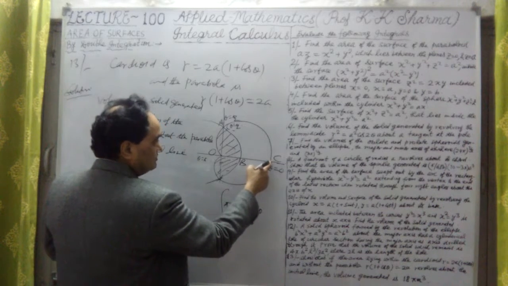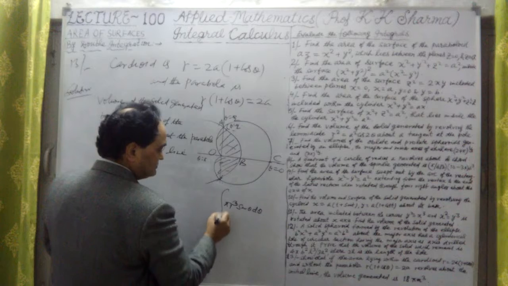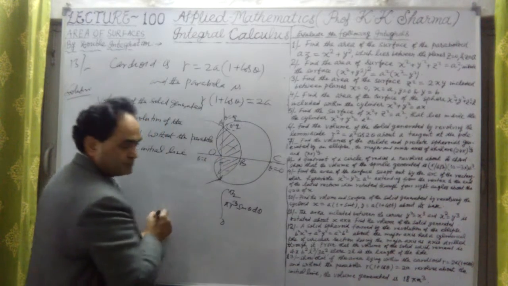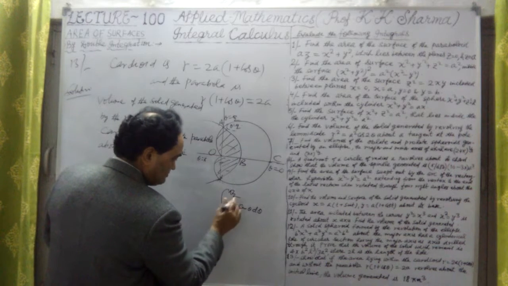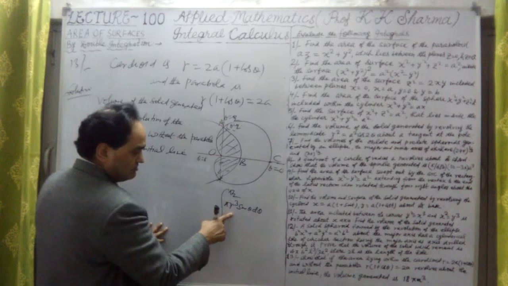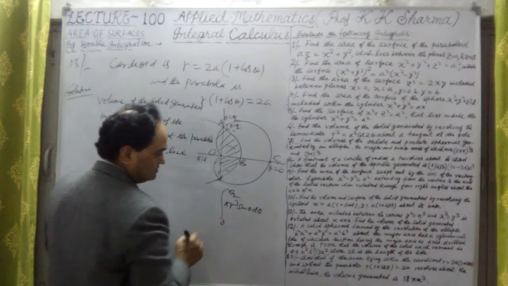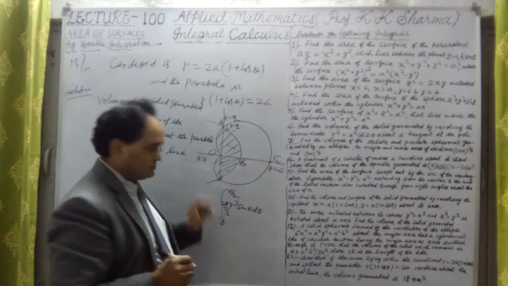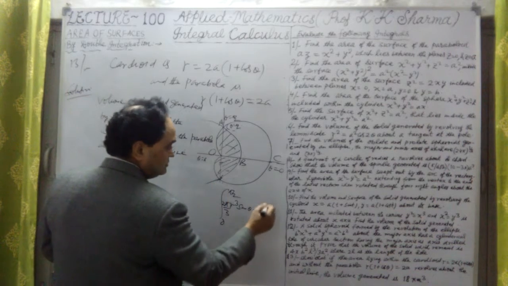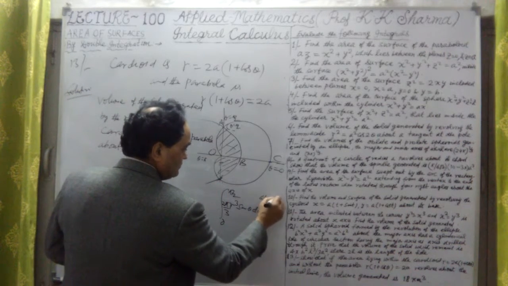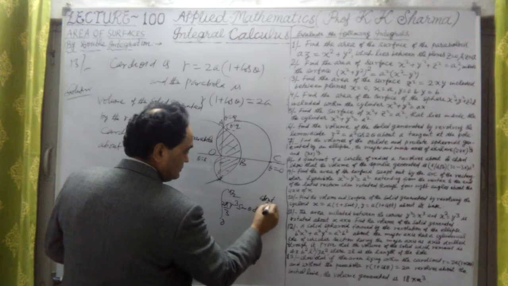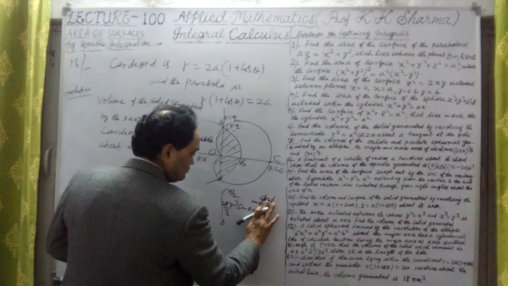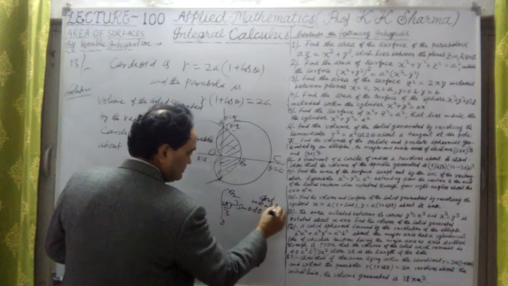In this case, limits are 0 to pi by 2. This I have discussed, that the intersecting point has theta pi by 2. So this is 2 pi by 3 into R cube into sine theta d theta. Sorry, 2 pi by 3. This is 2 pi by 3. This I have already discussed about. This formula is used when it is about the initial line, try to understand.